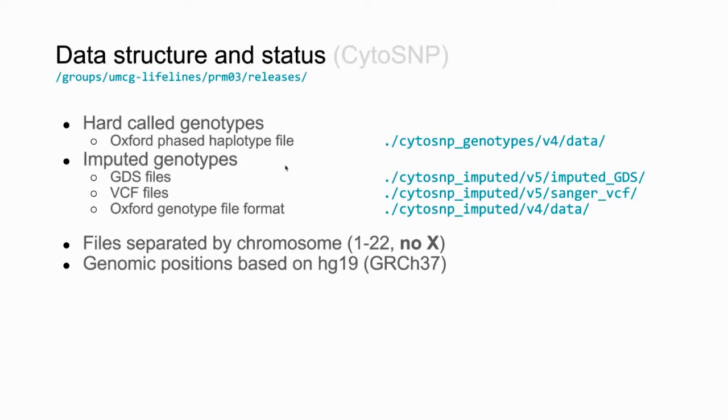So we also have a little, I want to say 15,000, I think, individuals that are genotyped with a different genotype array. They are located here. And we also have hard-coded genotypes and imputed genotypes. This data is also phased, so we have Oxford genotype also. And yeah, they share kind of the same characteristics.